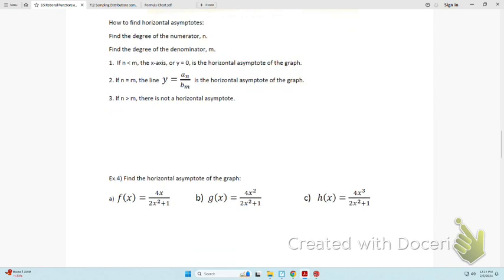We have three scenarios that we need to account for. So these are not steps to finding the horizontal asymptote. These are scenarios. All right, so n is the largest exponent of the numerator. It's another way to say it's the degree. So for m, that is also the largest exponent, but of the denominator.